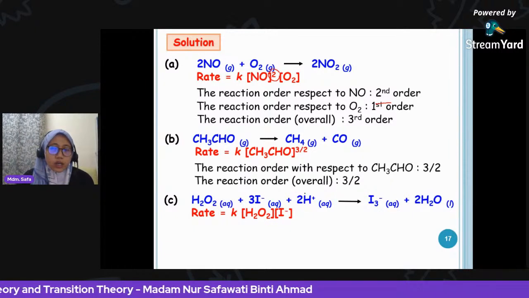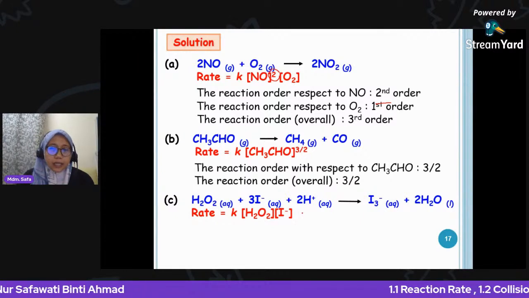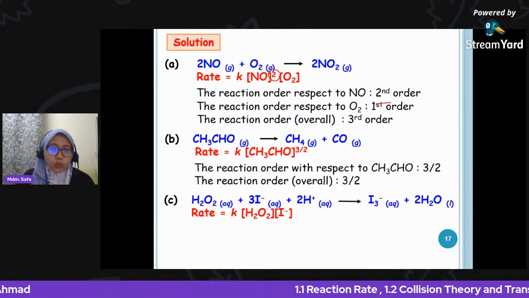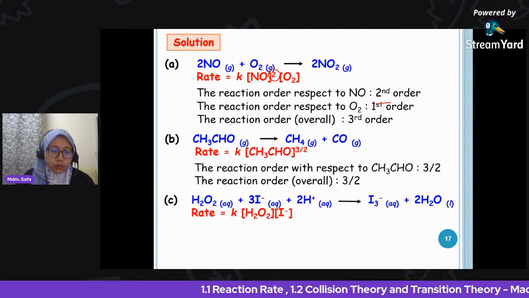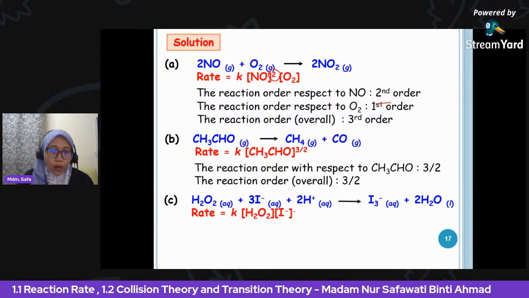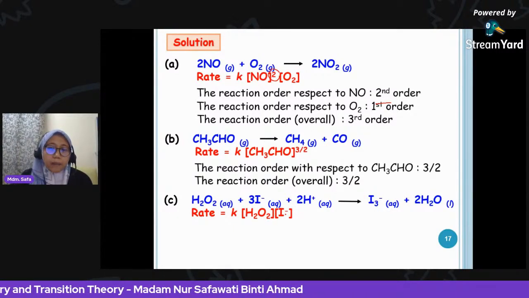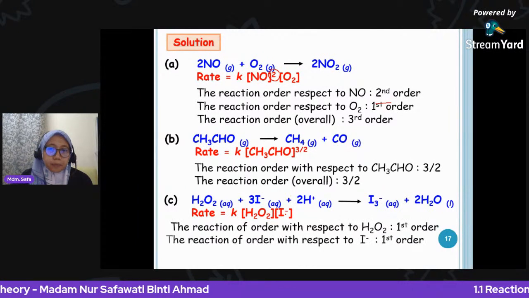Okay, dia tak tulis concentration H plus. Kenapa? Okay, so dekat sini kalau kita tengok H2O2 power of 1 tapi dia tak tulis. So kalau power of 1 tak payah tulis, and then I minus power of 1 juga. Okay, maksudnya both of the reactant H2O2 and I minus is first order.